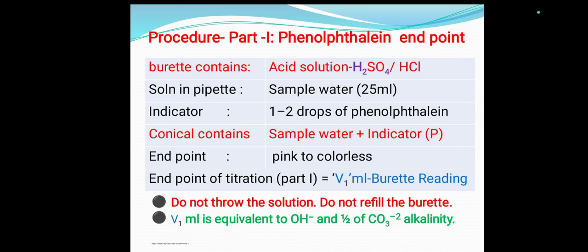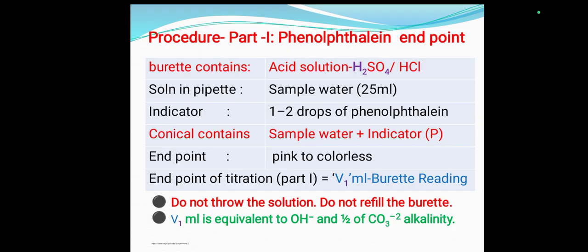As I said, this point is the same as in the second practical. What are we taking in the burette? We are taking acid in the burette, so you can take HCl or H2SO4. Then you have to pipette out the water sample, or you can take a measuring cylinder to measure the sample of water. Here you can take a 10 ml, 25 ml, 50 ml or 100 ml water sample in the conical flask, and to that we add 1 to 2 drops of phenolphthalein indicator.